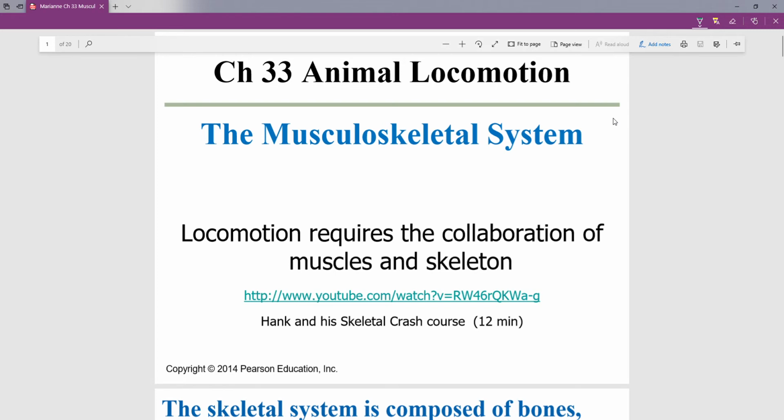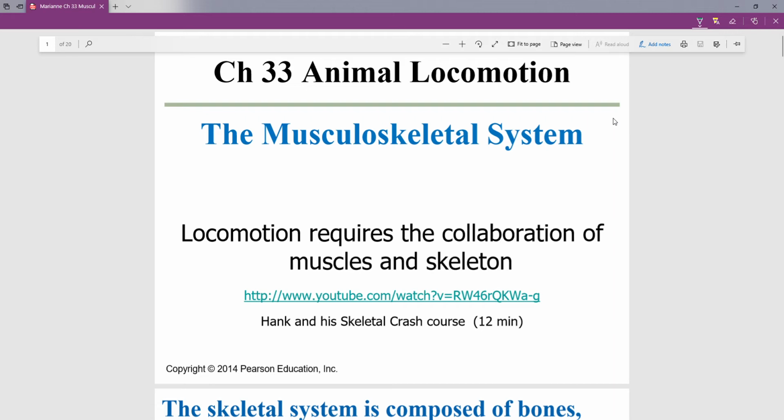So this is our last chapter. Chapter 33 is on animal locomotion and does two different systems in the body. It does the skeletal system, which I'll do in the first video, and then the muscular system, which I'll put into the second video. There are two crash course videos for this and a few videos on the Moodle site that would just sort of augment your learning in this chapter 33.